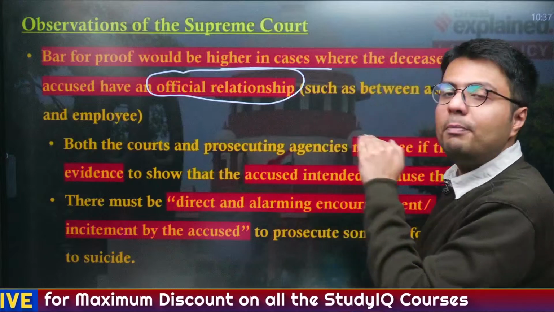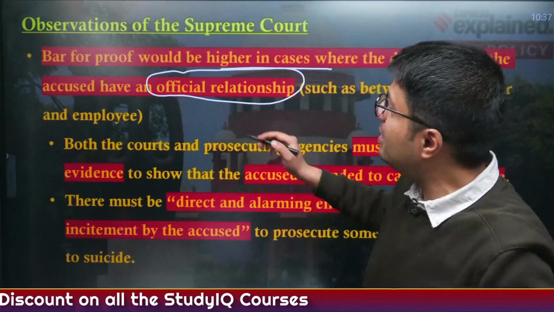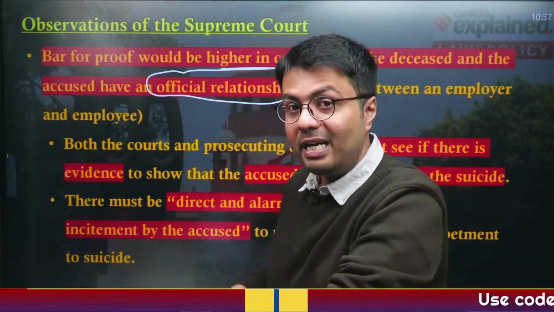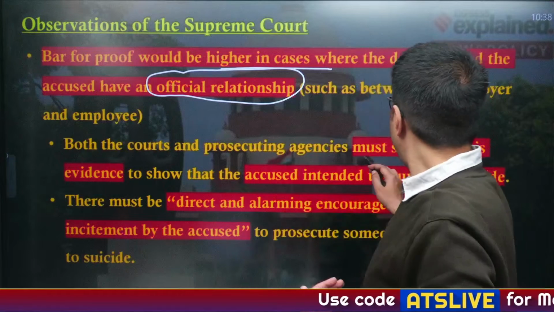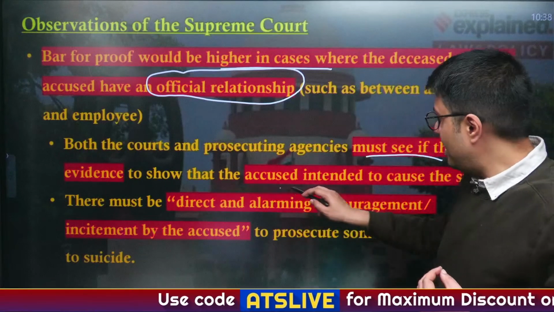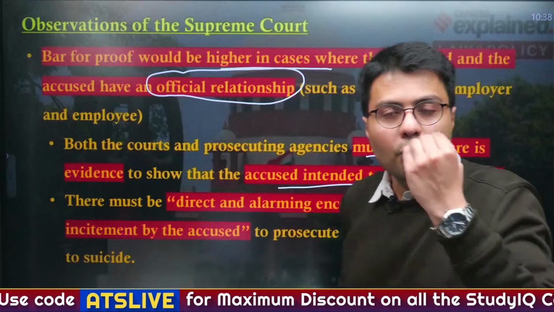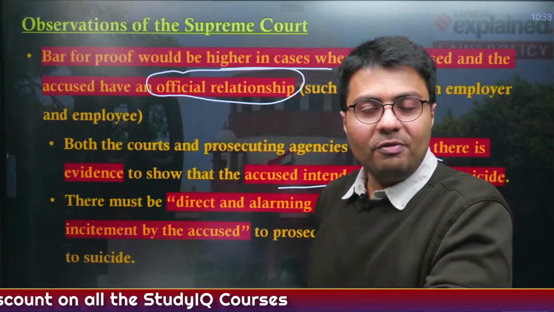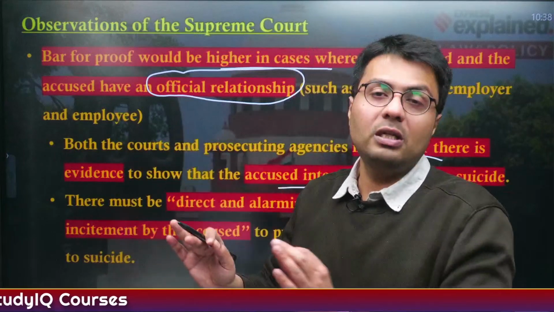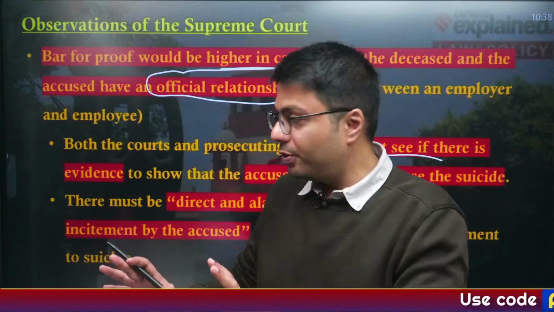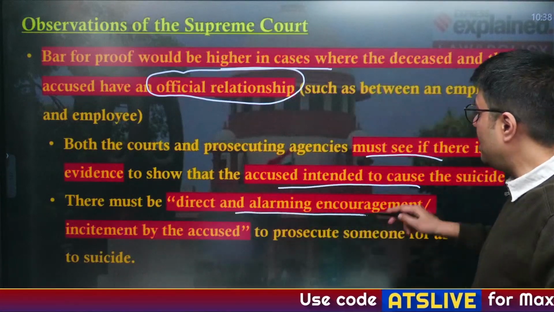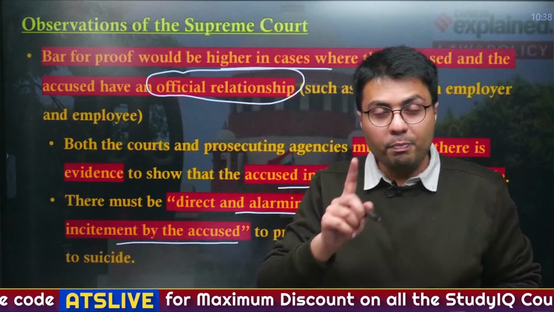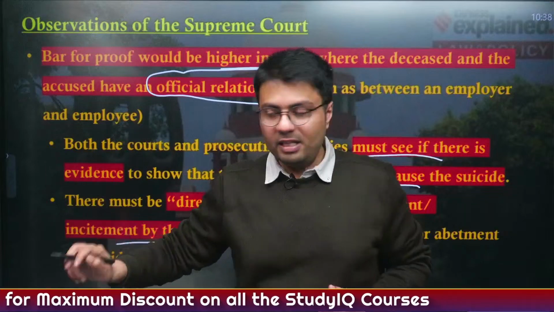So considering the plea of the bank manager, the Supreme Court said that the bar of proof in establishing whether the bank manager has actually abetted the suicide should be higher. Only when there is evidence that the accused actually intended to cause harm to the victim, or has actually committed such harm that the victim was forced to commit suicide, only in such cases should the act of abetment be proved. Further, there must be a direct and alarming encouragement or excitement by the accused, and only then should the accused be held guilty for abetting the suicide.